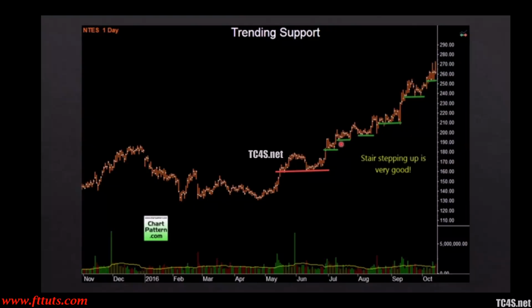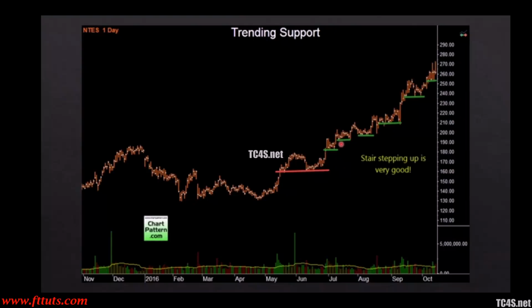Now, I don't enter using one tool, not just support and resistance. I always use multiple tools. All tools fail individually. As a group, they increase odds. Now, what I also want you to note in the chart is I wrote stair-stepping up is very good.